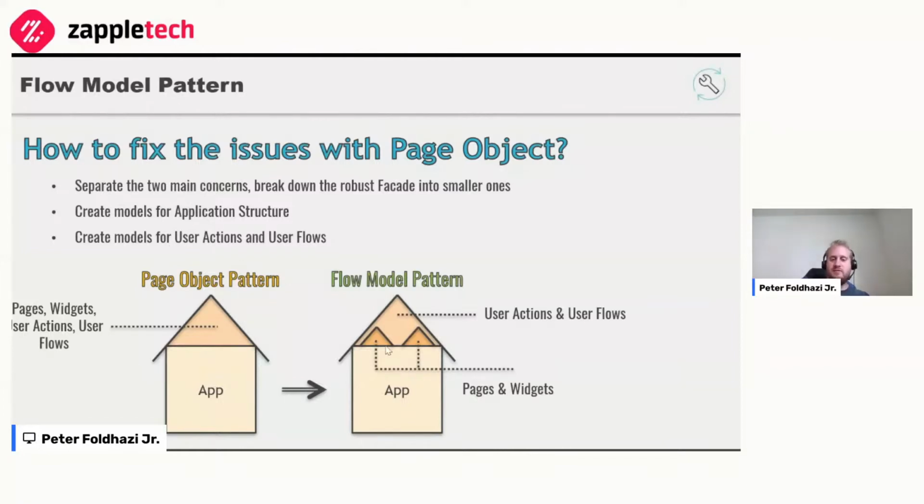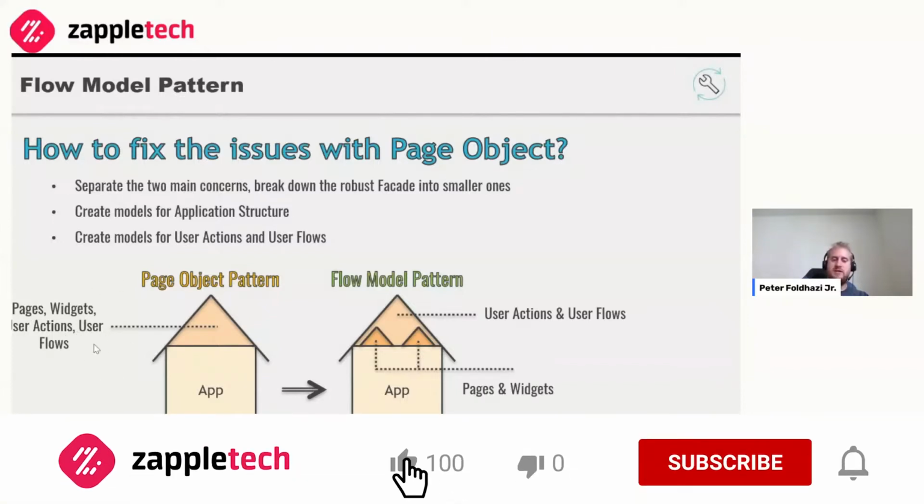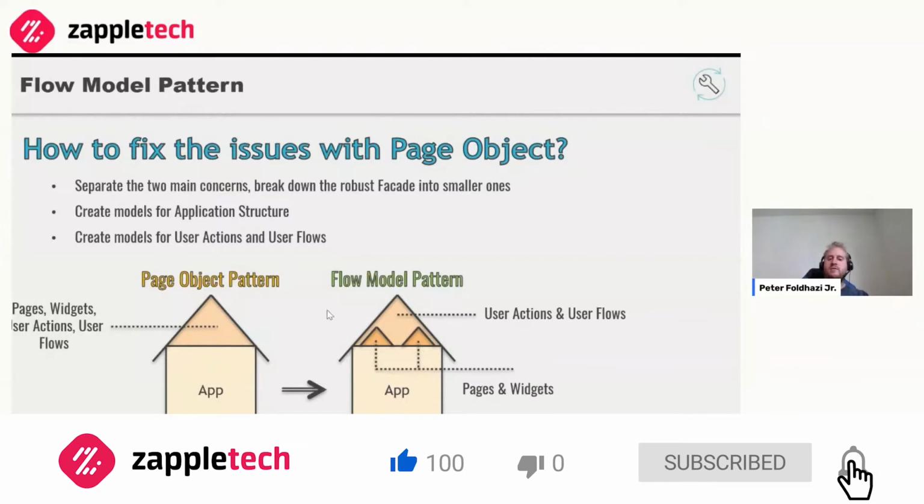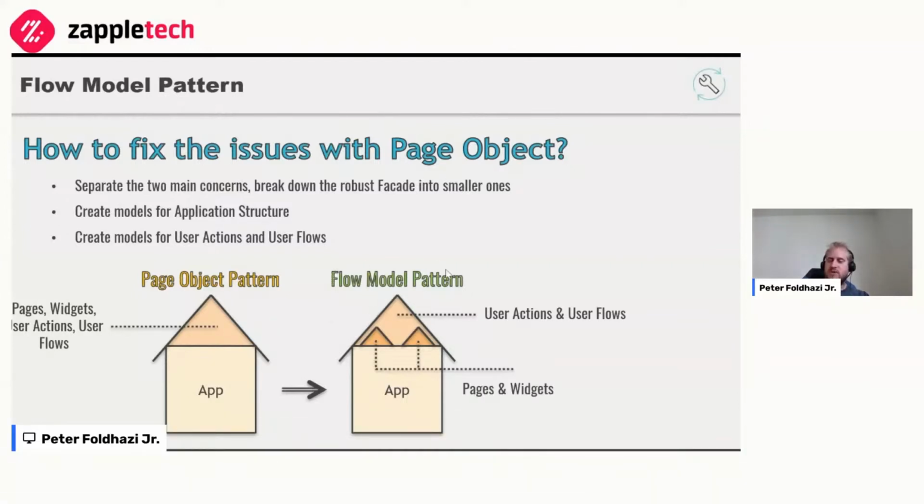On the left side and on the right side, you'll see two similar but a little bit different houses. The left side represents the page object. There's a facet here, and this facet involves all pages, user actions, and everything else. So everything is stored here. Whereas the right side represents the flow model pattern, and now you have two levels of facets. You have the pages here, the smaller ones. You have a bigger one above them, which represents the user actions and user flows, which are going to leverage all the pages and the widgets.